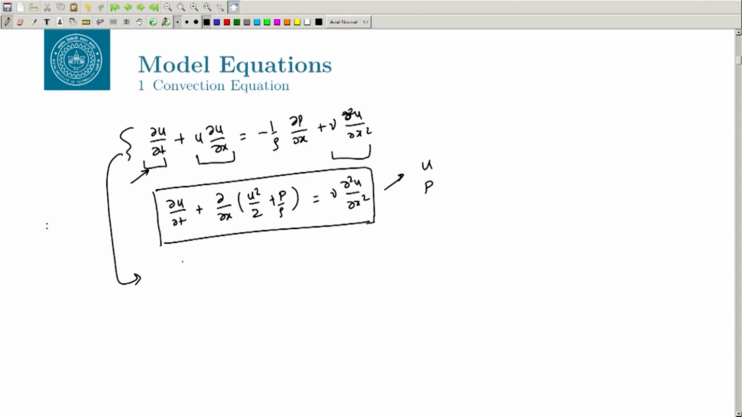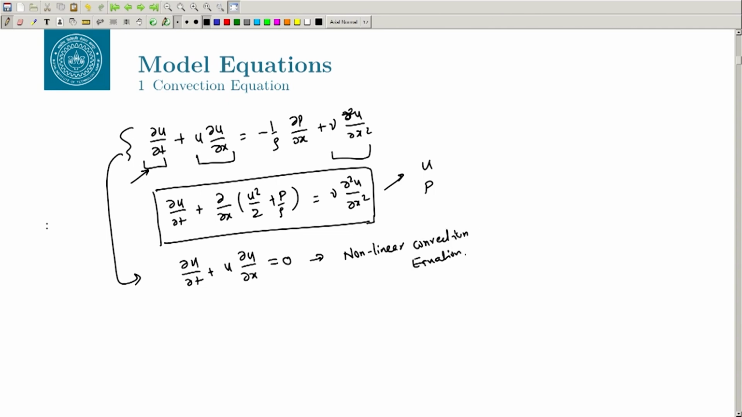Let us have the equation del u by del t plus u del u by del x, and let us put all other terms on the right-hand side as 0. This equation is called the non-linear convection equation.